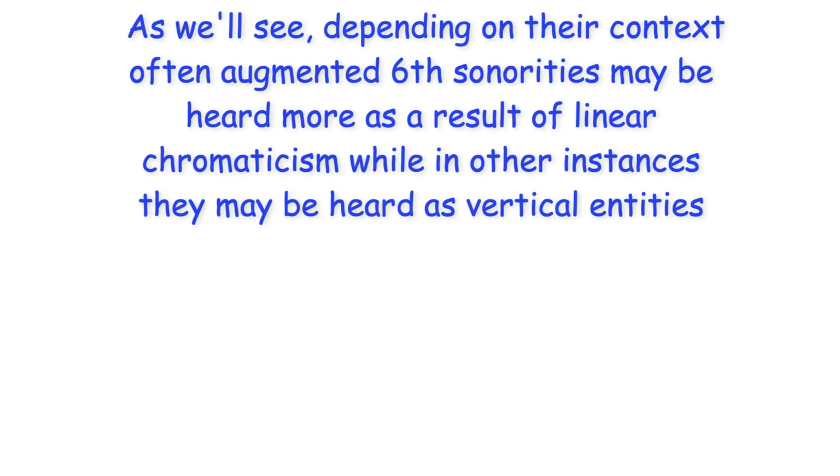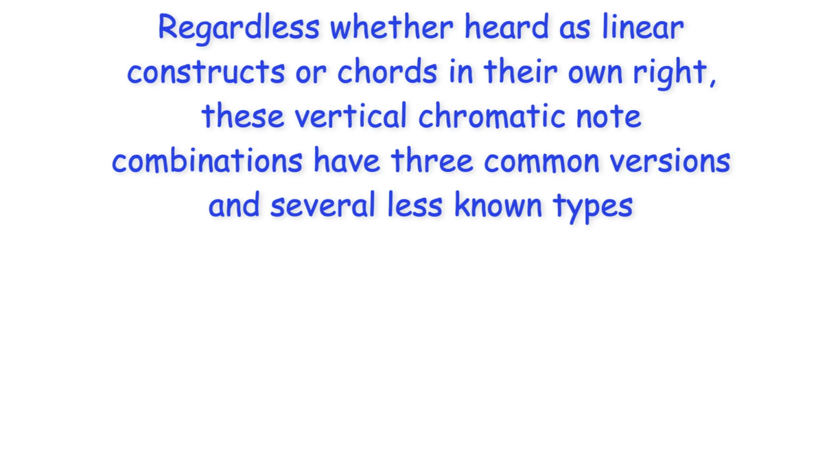As we'll see, depending on their context, often augmented sixth sonorities may be heard more as a result of linear chromaticism, while in other instances they may be heard as vertical entities. Regardless whether heard as linear constructs or chords in their own right, these vertical chromatic note combinations have three common versions and several less known types.